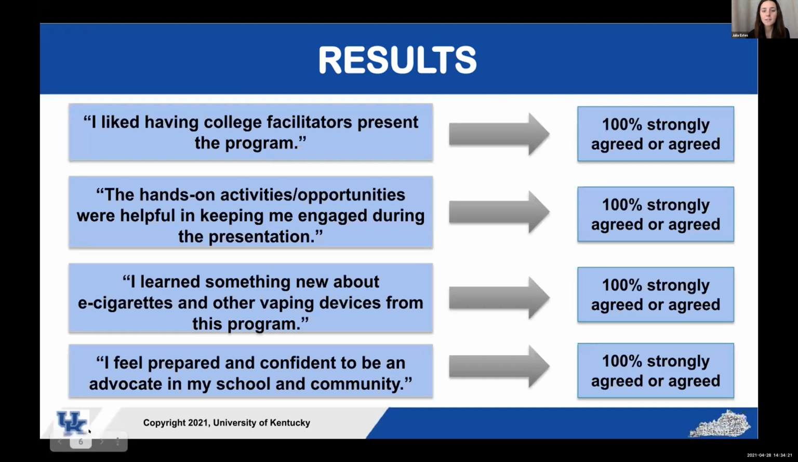So participants were sent a link to an online survey through Qualtrics, which is a secure survey database, following the training. The post-survey aimed to evaluate the effectiveness of the partnership, how much the participants learned, and how they responded to the virtual platform. All students reported that they learned something new about e-cigarettes. They felt confident to be an advocate in their school and community, that they enjoyed having a college student facilitator present the program, and that the facilitator kept them engaged virtually through hands-on activities and opportunities.